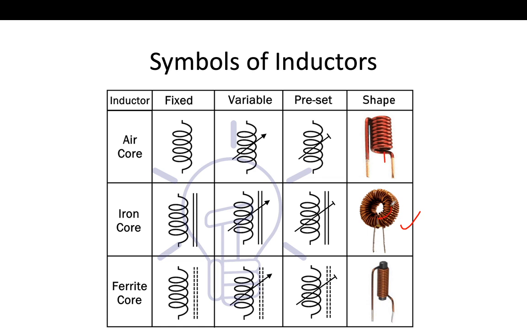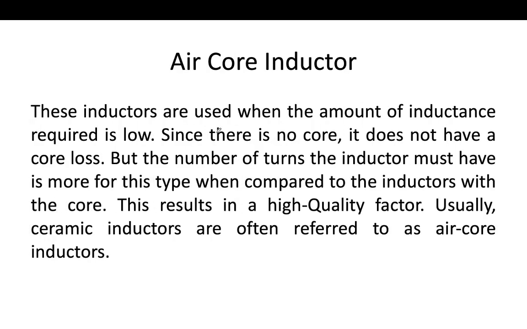Here there is an iron rod or something inside where the wire is wrapped around. Here we have another, a ferrite core, with the wire wrapped around it. But here, the inside of the coil is empty. There is no iron or ferrite inside. So since there is no core, it does not have a core loss, because whenever there is a medium inside, even iron or ferrite, there will be some loss. But as there is no core, there will be no loss of energy.